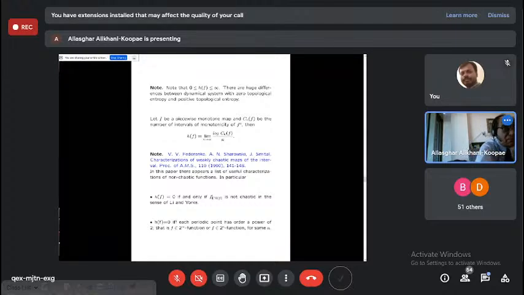Of course, for piecewise monotone maps, if Cn(f) is the number of intervals of monotonicity of f^n, then the topological entropy of f is the limit as n goes toward infinity of the logarithm of Cn(f) divided by n. So for that, it is much easier to find the topological entropy.